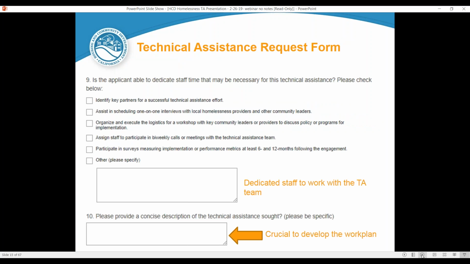So I believe the technical assistance engagement is a partnership between your staff and our HCD technical assistance team. At the initial calls, we will ask you to indicate your dedicated staff who will work with your HCD TA team. So think of the HCD TA team as an extension to your staff. Question 10 is really crucial for us as we're trying to respond to you efficiently. We're asking you to provide as much information as possible and be concise in your description so that our team could develop the work plan. Next slide, please.